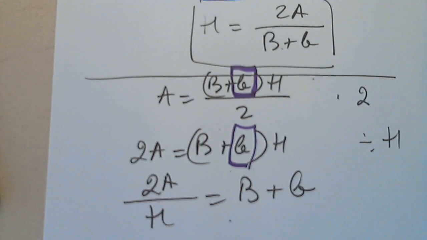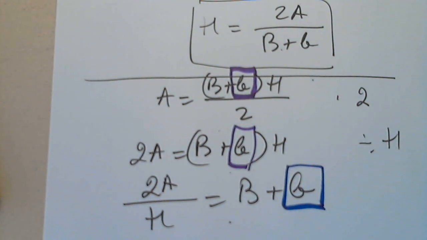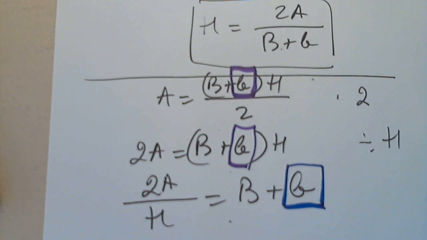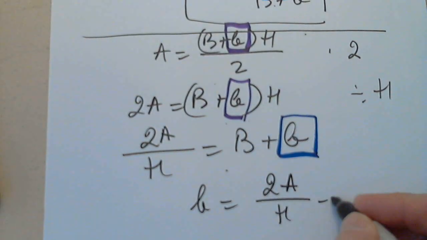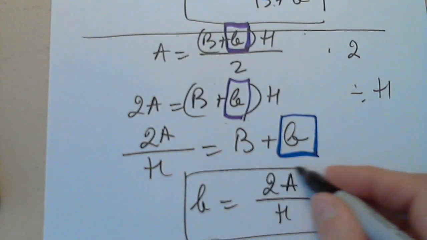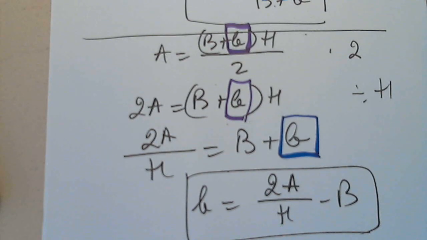Final step, remember we are solving for lowercase b. We don't care about anything else. That's our target. Subtract uppercase B from the other side. That's it. So then b equals 2a over h minus B. This is it. They're exactly the same steps. I know it looks very different. I agree.